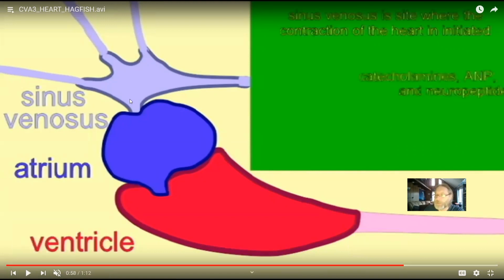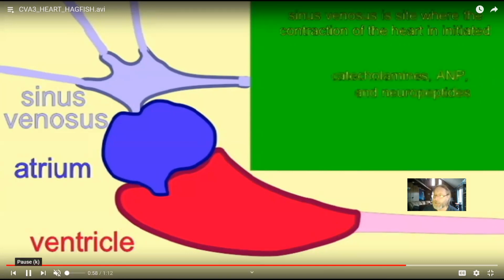This sinus venosus is where a new heartbeat is initiated, and that will be true of all vertebrates. So even in me, even though the primary pacemaker is in the right atrium, it started off in my sinus venosus when I was an embryo. The sinus venosus smushes into the right atrium, and so now that primary pacemaker is called the SA node, the sinoatrial node, because it started in the sinus venosus.